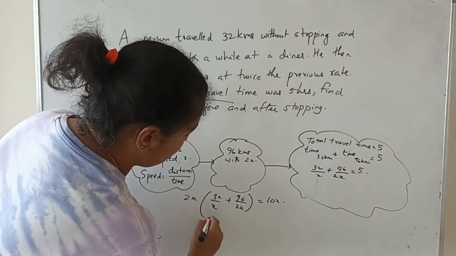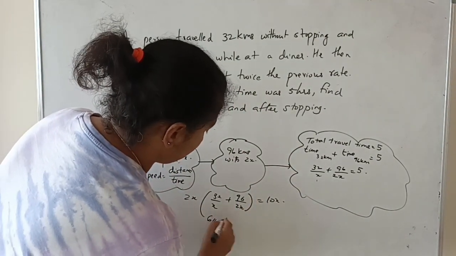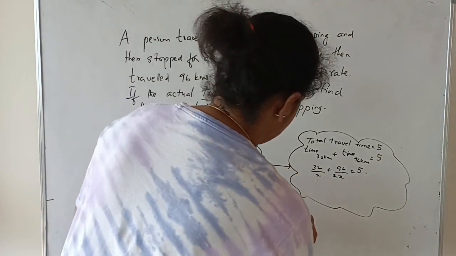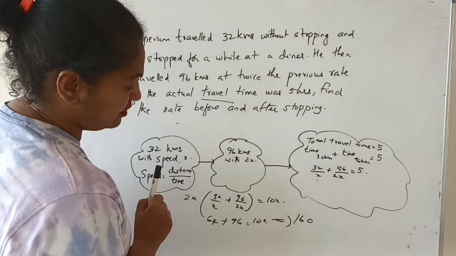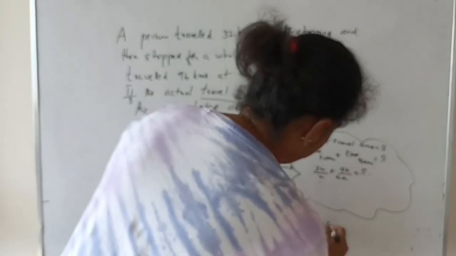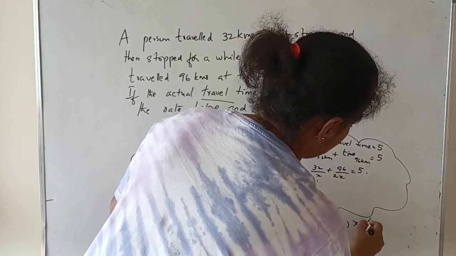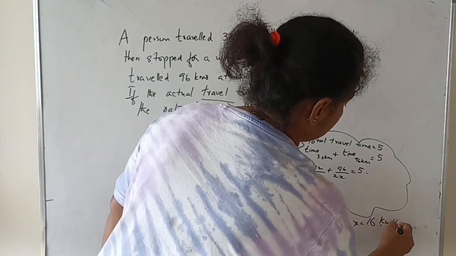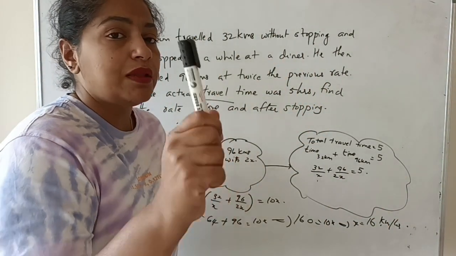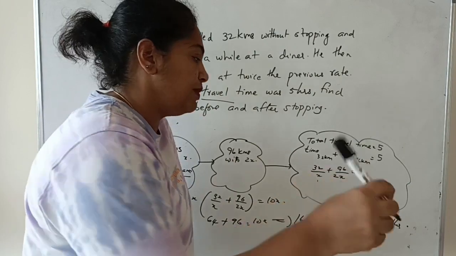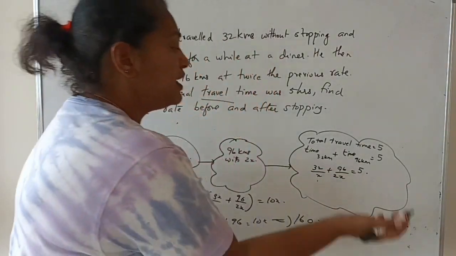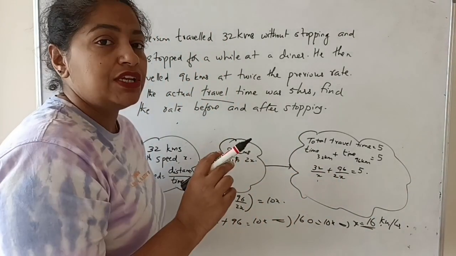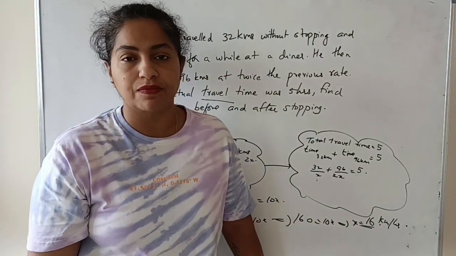Now cancelling the common terms, what do you get? 64 plus 96 is equal to 10x, or I can say that 160 is equal to 10x, or x is equal to 16, or 16 km per hour. So the person travelled a distance of 32 km with a speed of 16 km per hour, and the remaining 96 km at a speed of 16 into 2, 32 km per hour.